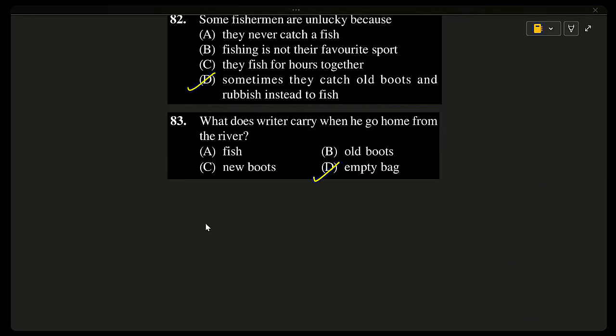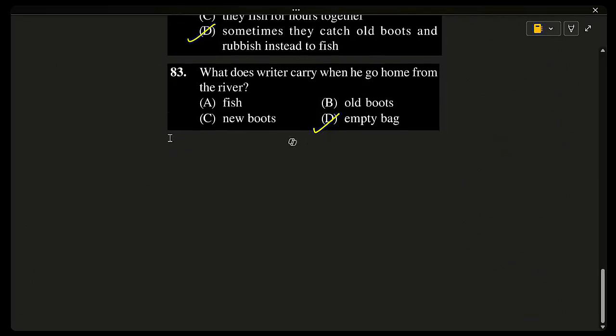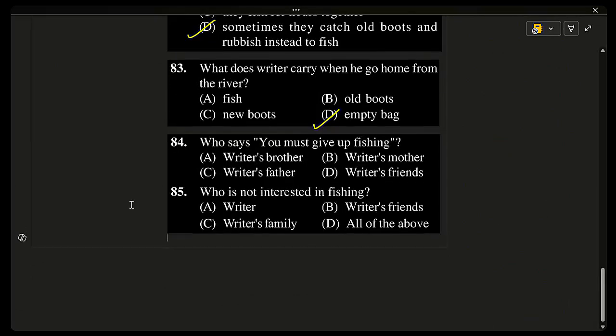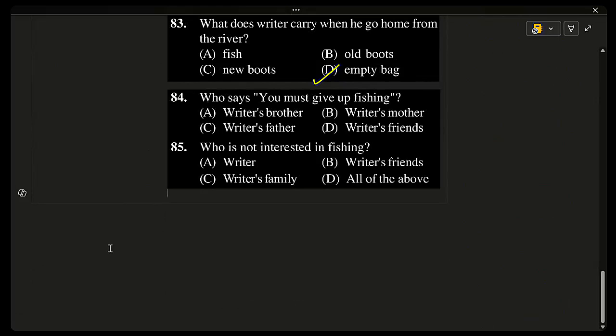And the last two questions in this passage. After that, we can end this session. Yes, 84 and 85. Very simple passage and simple questions. Who says you must give up fishing? So who said that phrase? The writer's friends. That is option D. And 85. Who is not interested in fishing? The writer is not at all interested in fishing. He is only interested in sitting in the boat and enjoying the view.